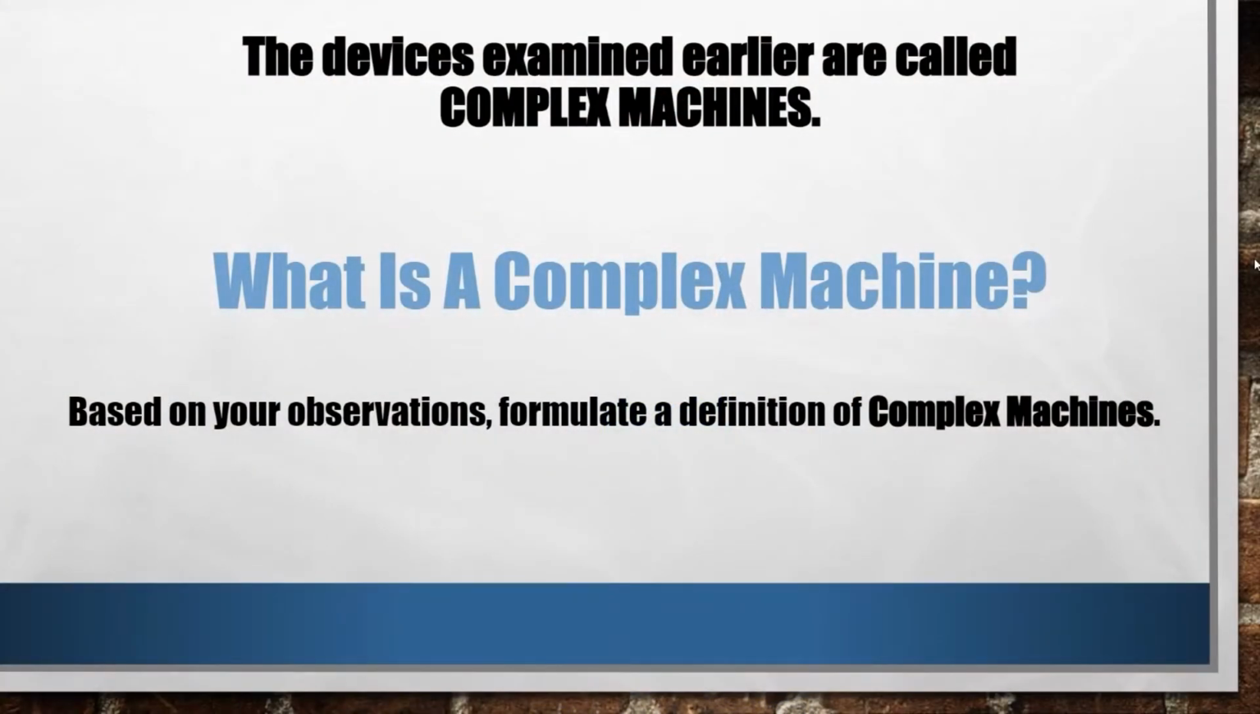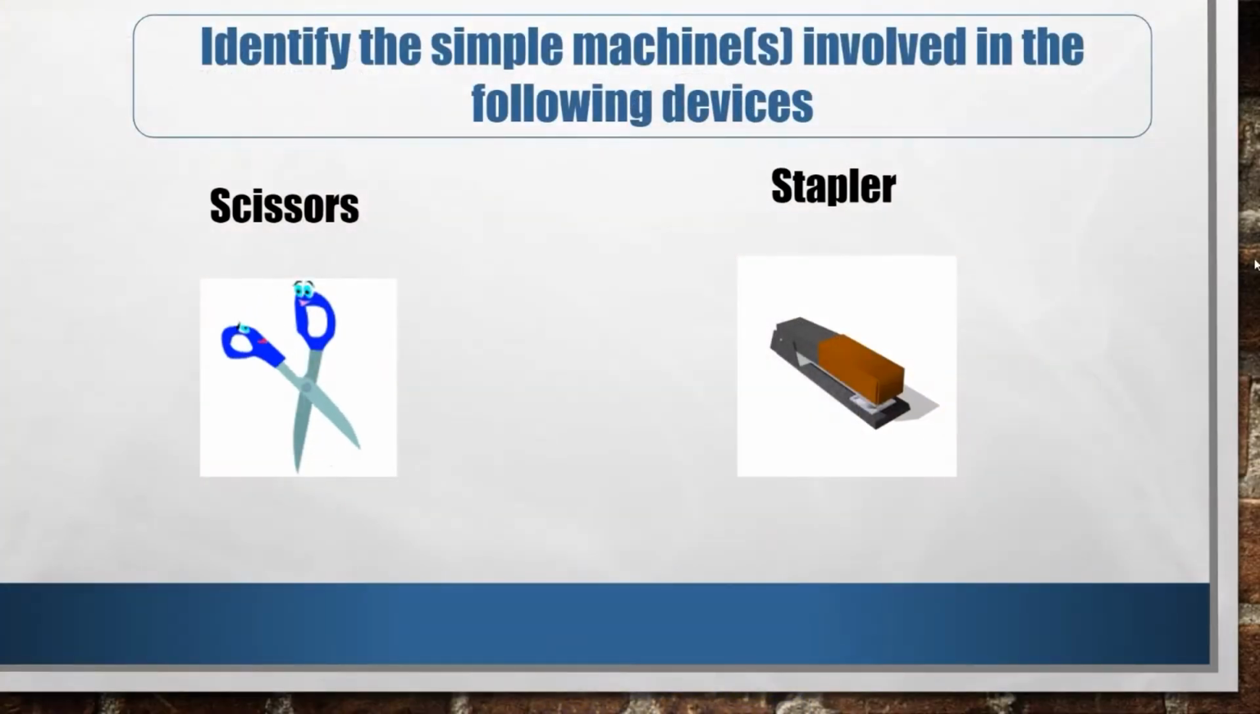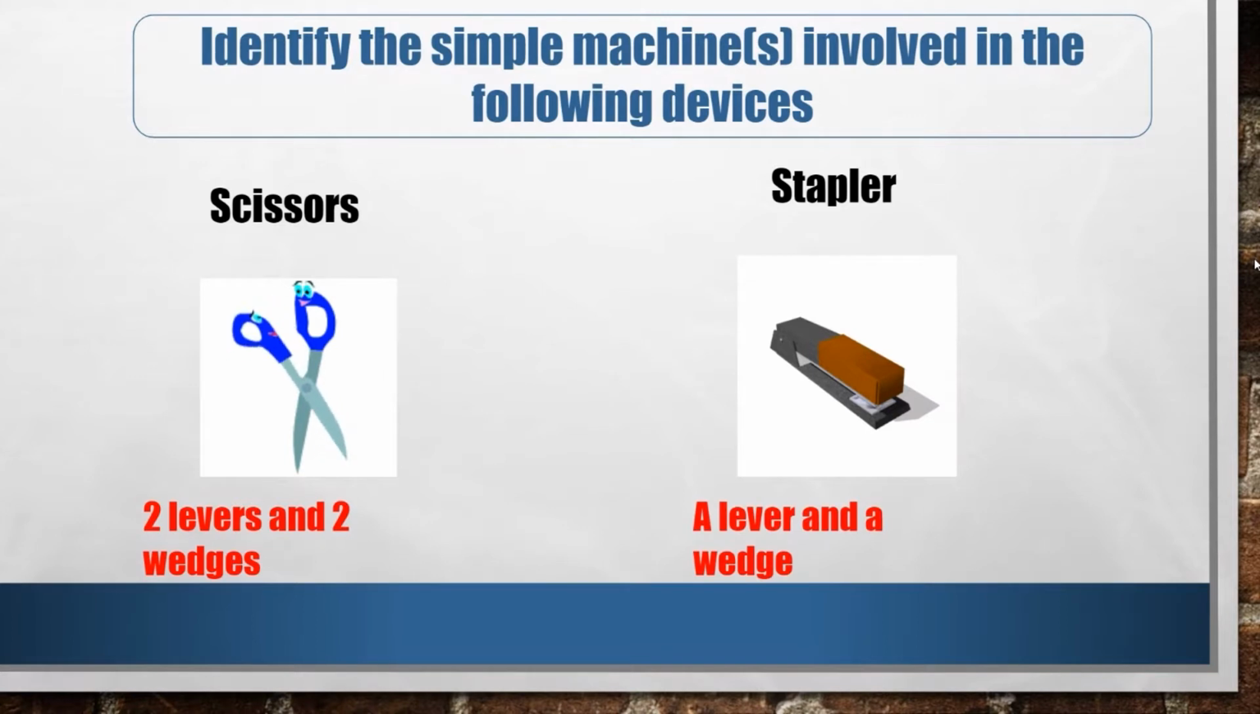So based on what you saw, based on what you observed, what definition could we come up with for a complex machine, all right? Certainly you would see from your observations of those devices that a complex machine would have been made up of two or more simple machines that work together. So if we look back at our pair of scissors, it consisted of levers, right? Yes, as well as wedges. So because it was made up of two or more simple machines, it will be classified as a complex machine.